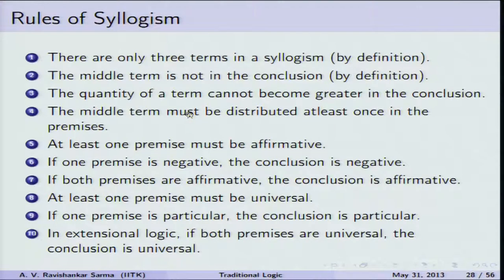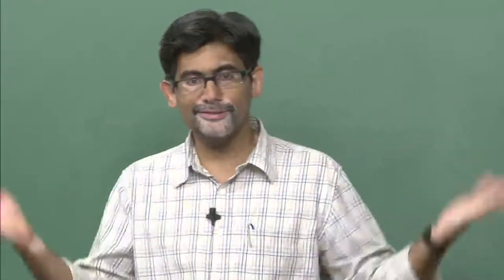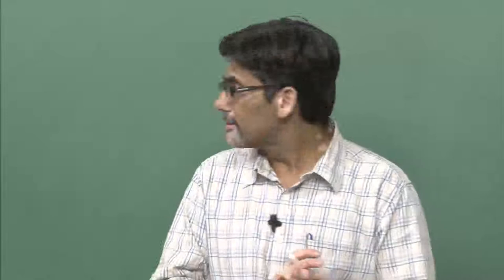If it is not distributed at least once, then the syllogism is considered to be invalid. For example, if you take two particular propositions, some dogs are animals, some animals are wise or intelligent, from the two particular premises you cannot infer anything at all. Because in the I proposition none of the terms are distributed. The I proposition distributes neither of them.